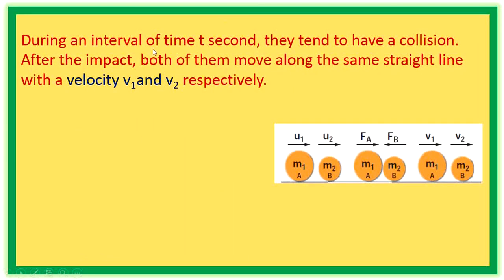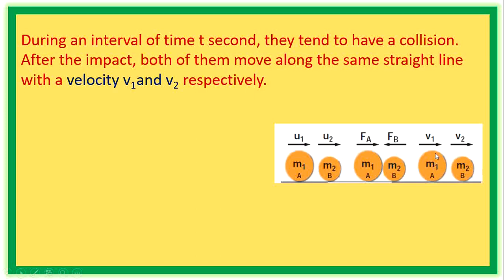Now, during an interval of time t seconds, they collide. So, within a time t seconds, both the bodies A and B collide with each other. See this diagram, they collide with each other. Now, after the impact, both of them move along the same straight line. See this diagram, here both the bodies are moving in the same straight line.